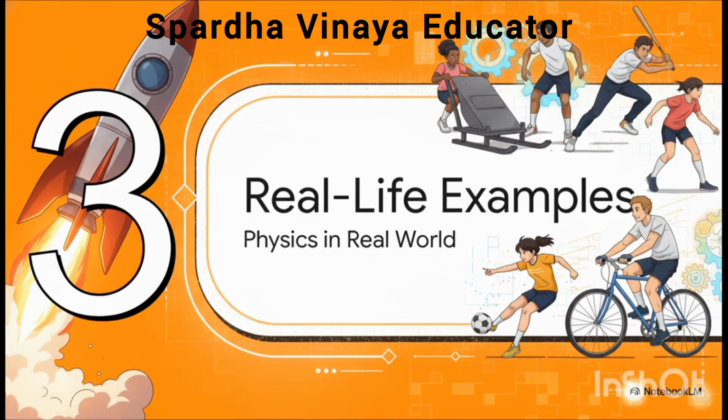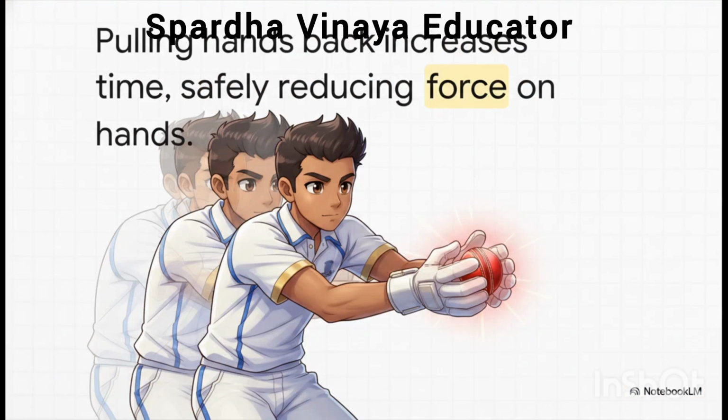Let's move to Section 3, real-life examples and applications, physics in the real world. First up, the classic cricket catch. When a fast-moving cricket ball is coming right at you, it has incredibly high momentum. If a fielder holds their hands completely stiff, the ball stops instantly. The time of that momentum change is tiny, which means the force hitting their hands is massive and painful.